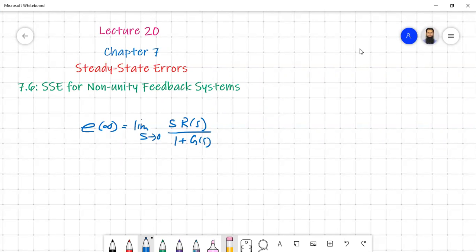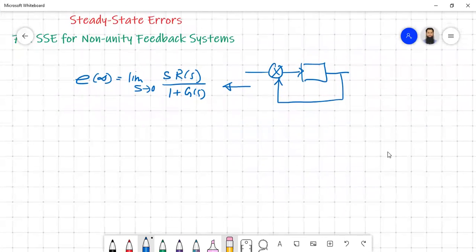Previously our system was something like this: unity feedback, for which we used this formula. For the non-unity feedback system as well, we want to use the same formula. So let us find out the equivalent model first, and see whether, with minor modification, the same formula can be applied or not.